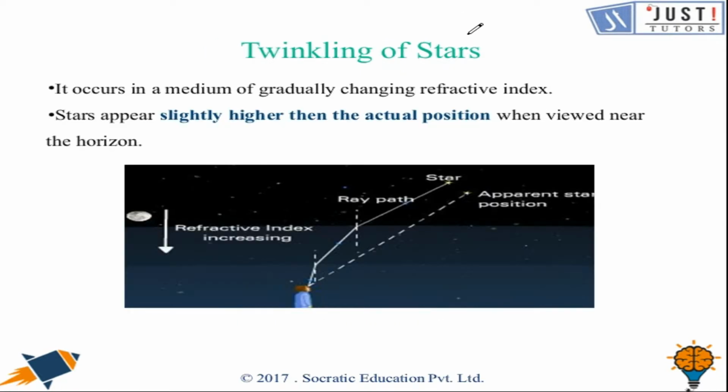Moving forward, we will see how stars twinkle in the sky. It is due to the atmospheric refraction of starlight. It occurs in a medium of gradually changing refractive index. As the atmosphere bends starlight toward the normal, the apparent position of the star is slightly different from the actual position. You can see in this picture. Actually, the star is here, but when we see it, it seems to be at this position. This is called the apparent position of the star. Stars appear slightly higher than the actual position when viewed near the horizon.